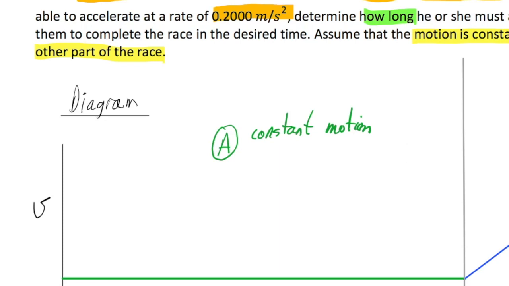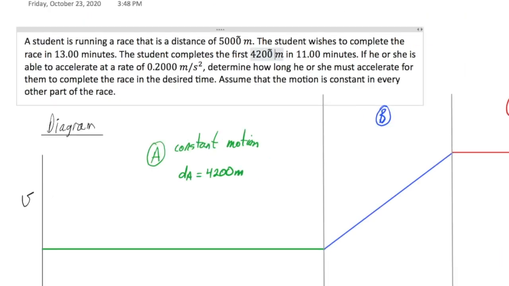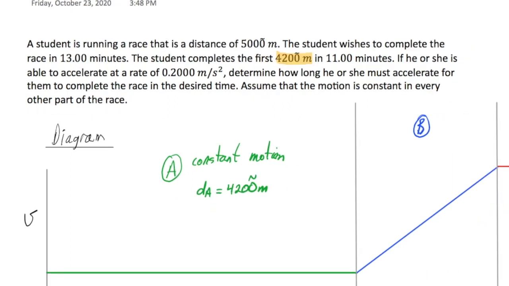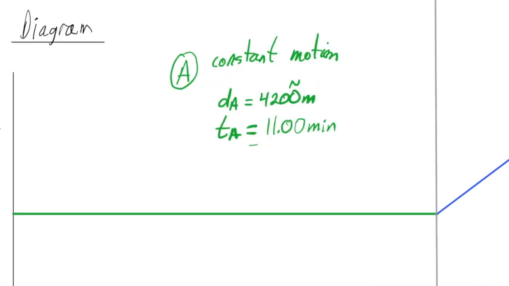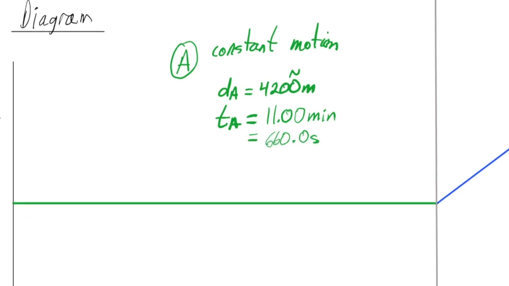First of all, we know that the distance traveled in section A was 4,200 meters, to 4 sig figs. There we go. Now the time is 11 minutes. So the time for section A equals 11 minutes, which we need to convert to seconds. And of course, there are 60 seconds in a minute, which works out to 660.0 seconds. And the speed for section A is unknown. But if you look, we have both the distance and the time for section A. So finding the speed for section A, not a problem.